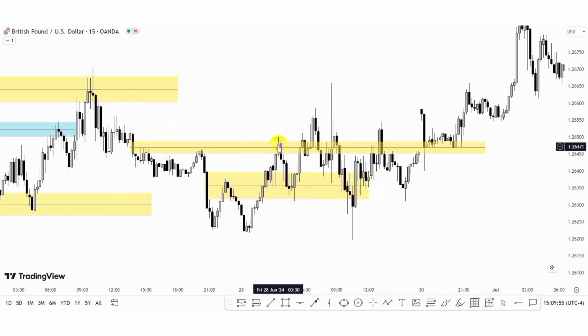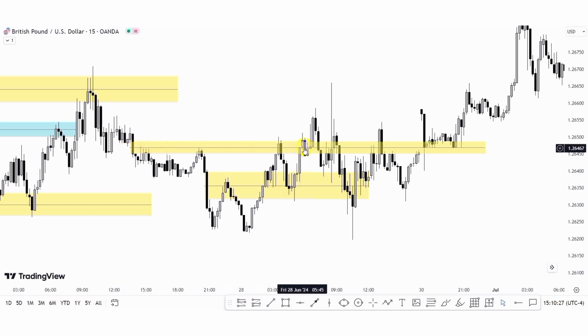Now you can see price returned to it. When price mitigated this particular fair value gap, price dropped to the downside after filling up this fair value gap to react at this inversion fair value gap. And then you can see this inversion fair value gap served as a support level and then pushed price to the upside, violating this fair value gap. So this fair value gap now will serve as an inversion fair value gap in the future.